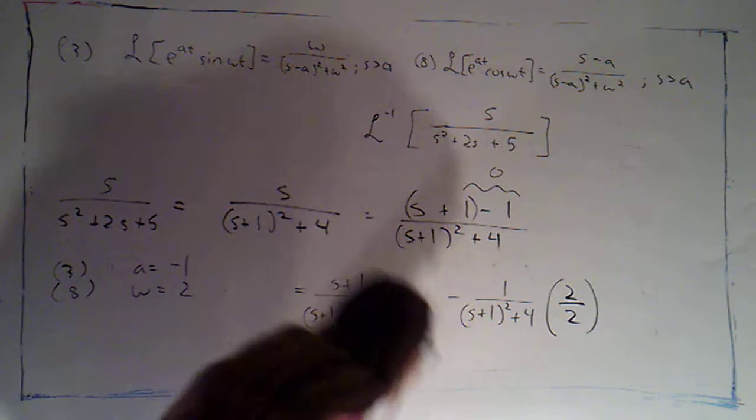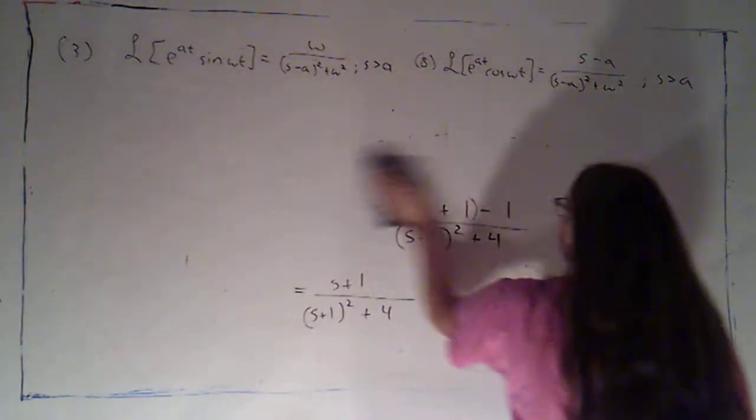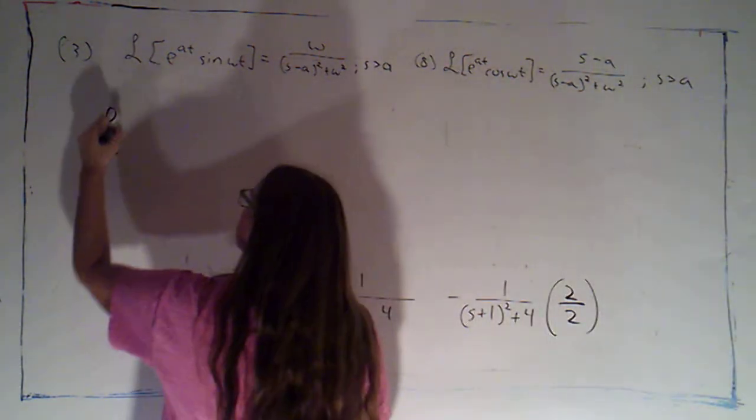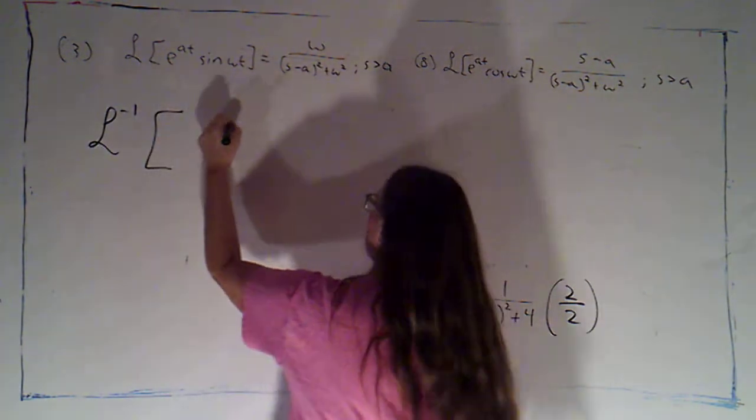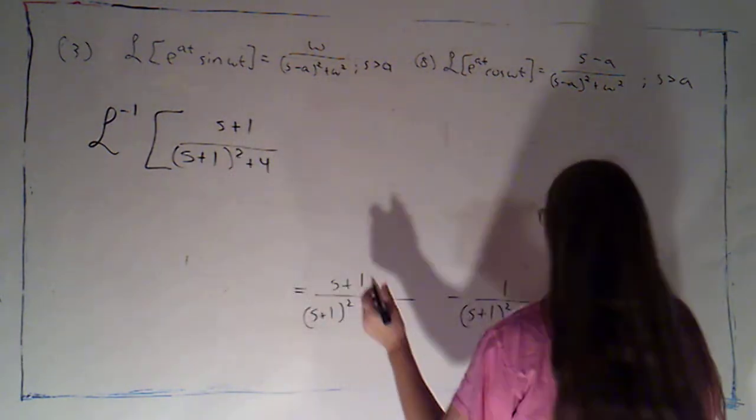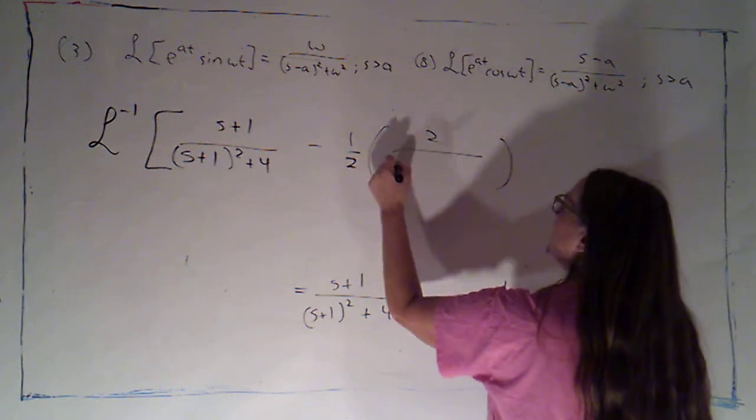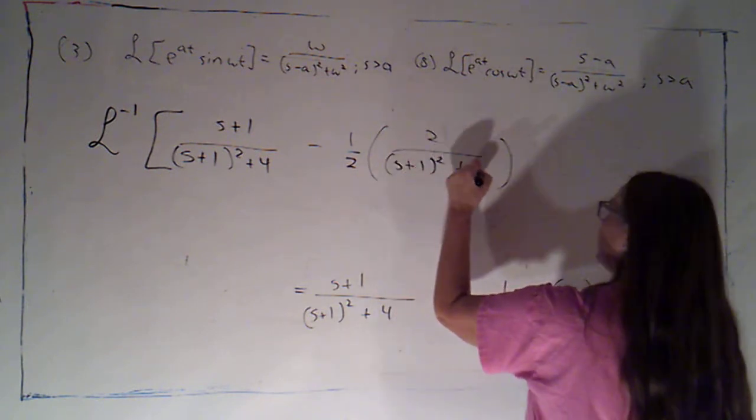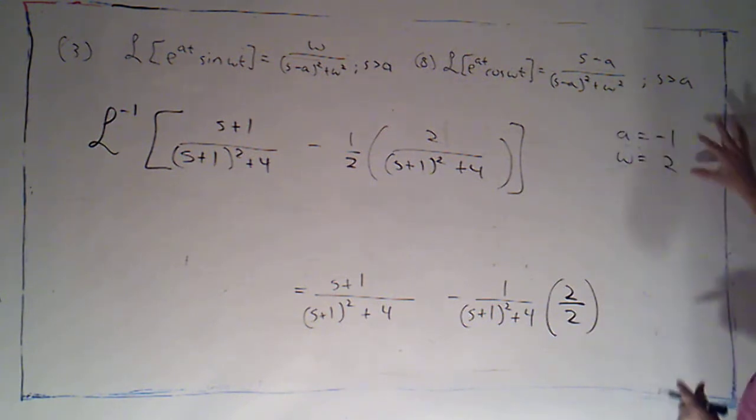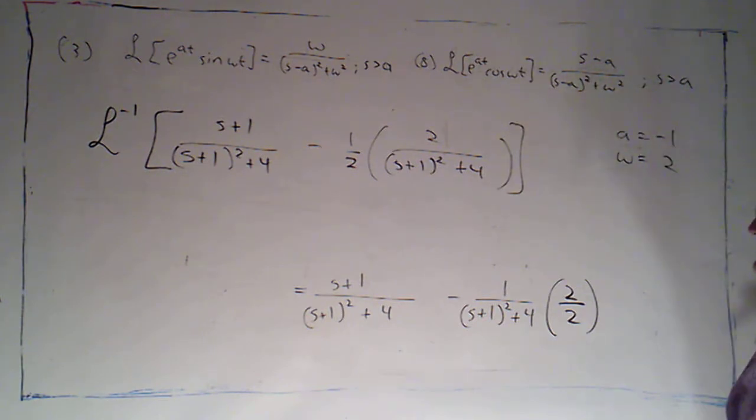Okay, so I'm liking this. Now we should be able to take the inverse Laplace transform of this, because now I'm taking the inverse Laplace transform of s plus 1 over s plus 1 squared plus 4 minus 1/2 of 2 over s plus 1 squared plus 4. And we had said our a was -1 and our omega was 2, and that's what I'm using in both formulas 3 and 8.